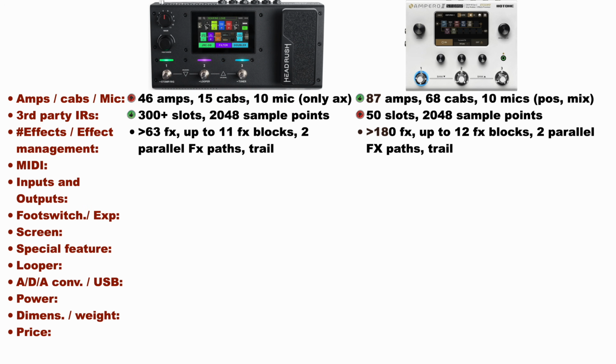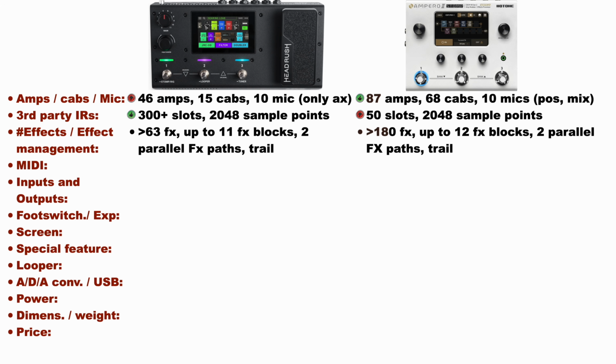In the Ampero we have more than 180 effects arranged in up to 12 effect blocks, with the possibility to have 2 parallel paths of effects. So here it is pretty difficult to decide which is better. I would say that the Ampero offers more blocks in total, 12 against 11, and you are not stuck in the 3 possible types of chains of the MX5.